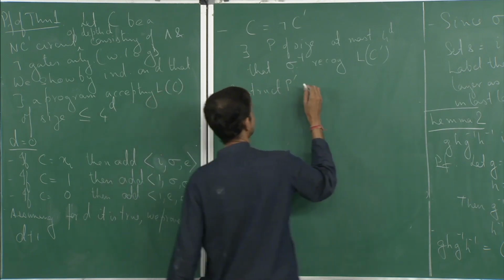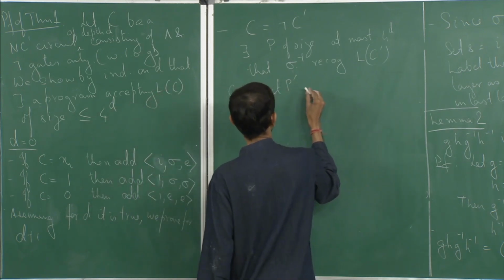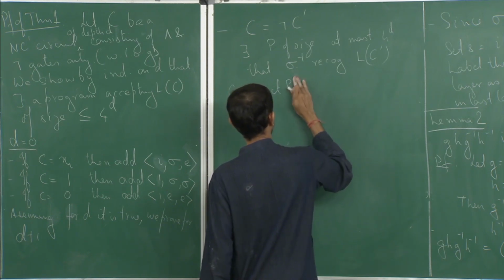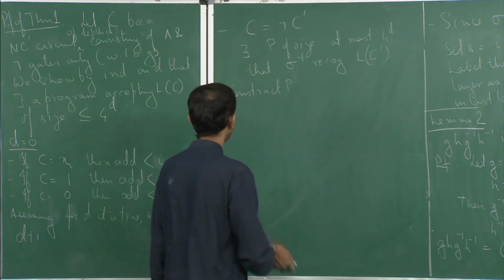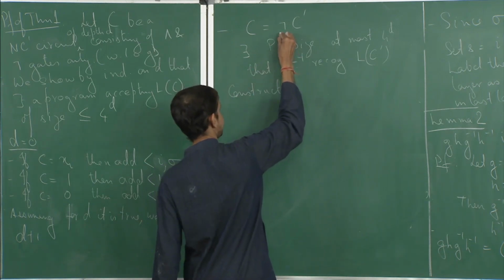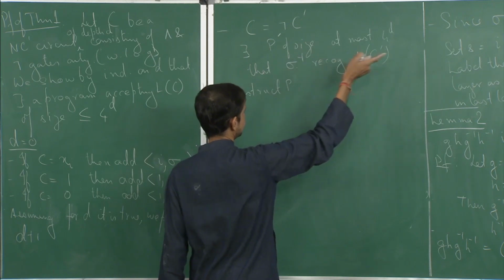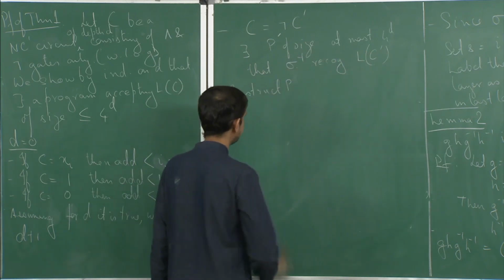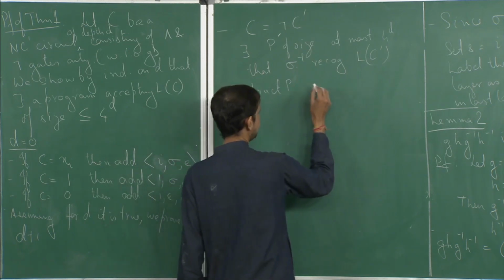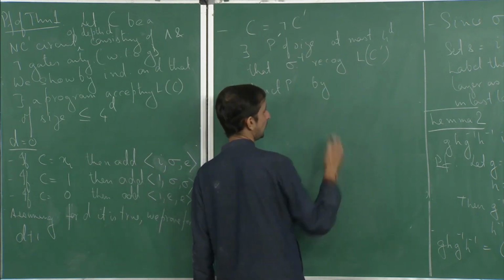So, construct... or just to keep consistency between the notations, let me write this as P prime. There exists P prime of size at most 4 to the power D that recognizes L C prime. So, now we construct P by doing what?